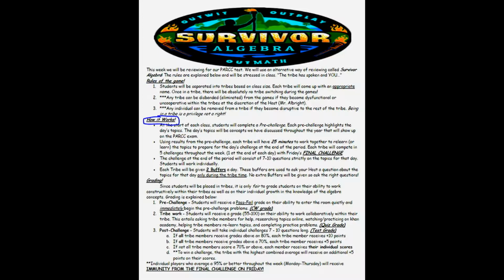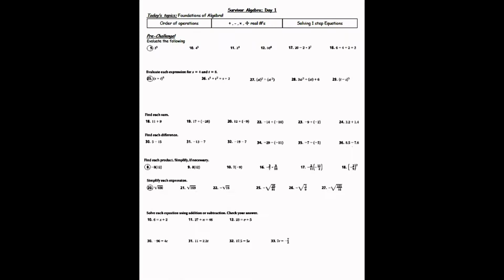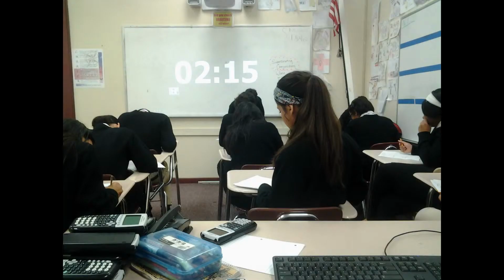Okay, so how the game works. At the beginning of the period, students enter the room and pick up the day's worksheet, which looks like this. On the worksheet, there are several topics expressed through examples. They are also listed at the top of each page. After taking their seats, students have 3 minutes to complete the pre-challenge, which is one problem from each topic of that day.